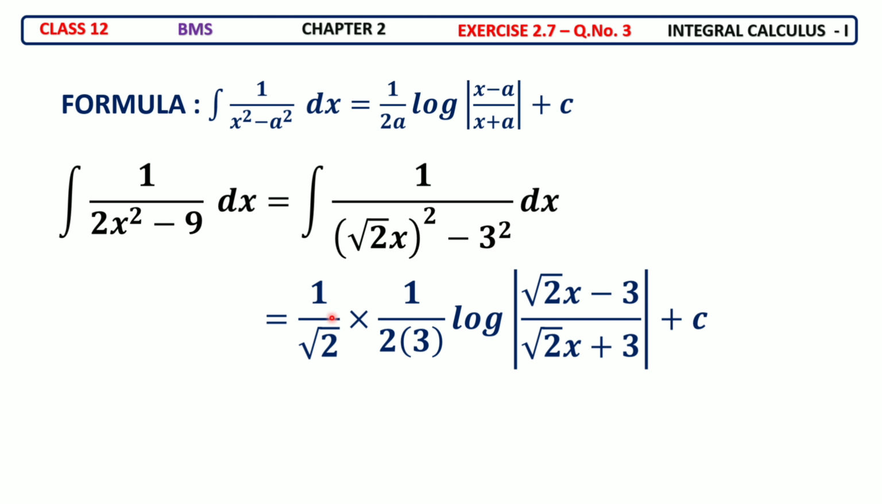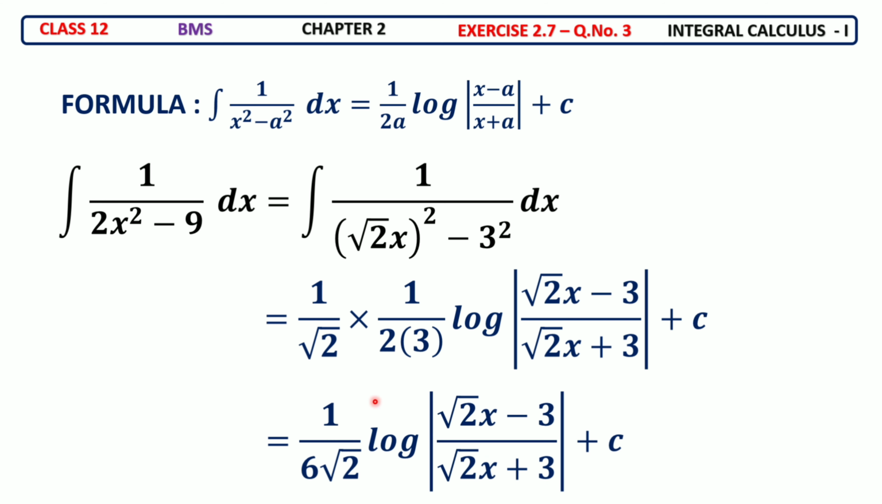So here look at the denominator. It is the coefficient of x. What is the coefficient of x? Root 2. This root 2 can be written in the denominator. So that's all. Next, 2 into 3, 6, into root 2. 1 divided by 6 root 2 log of modulus root 2 x minus 3 divided by root 2 x plus 3, plus c. That's all.